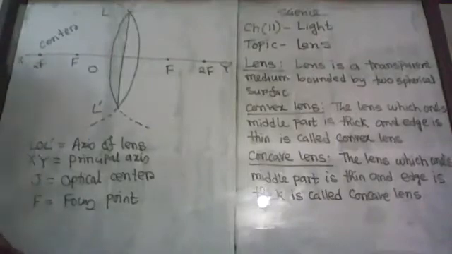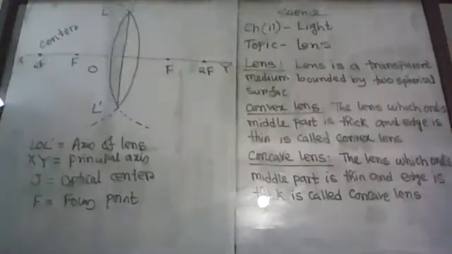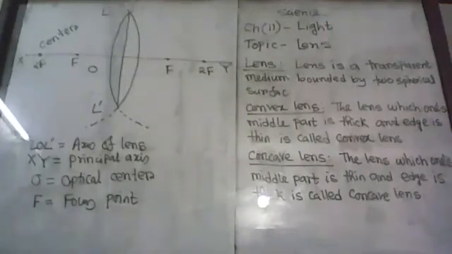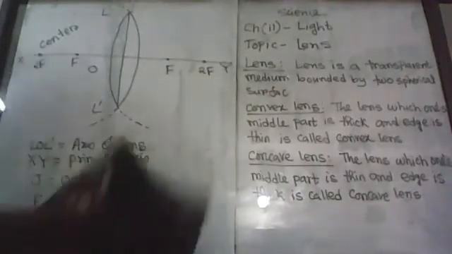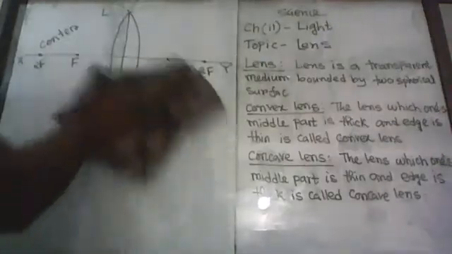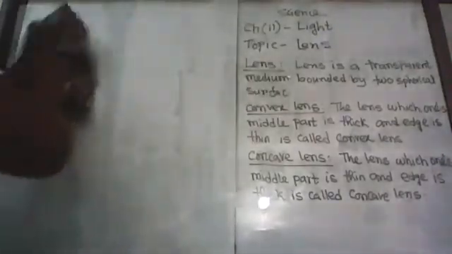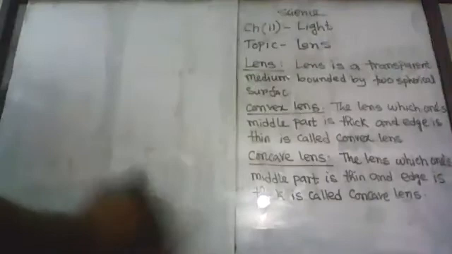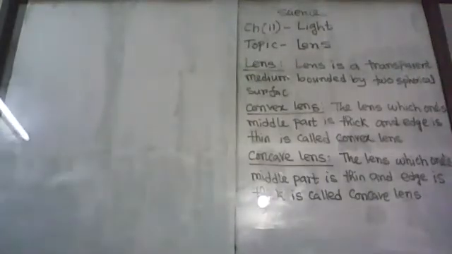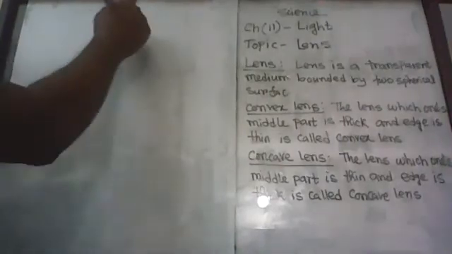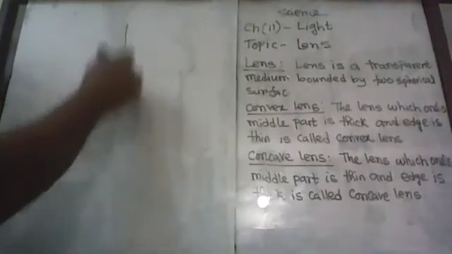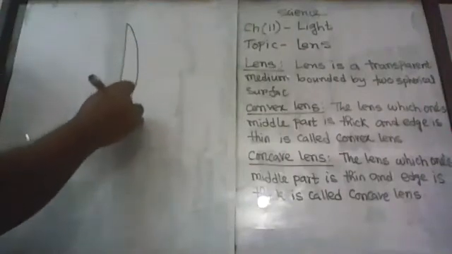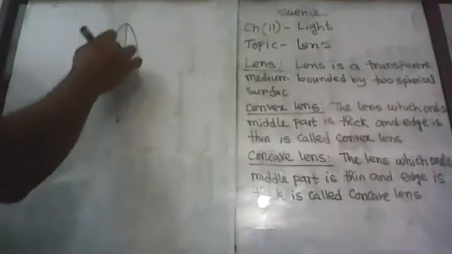So this is all about the convex lens, the basic idea about this lens. Now, in your book you see that the convex lens is called a convergent lens. Now let's see why it is called a convergent lens. Suppose this is a convex lens.